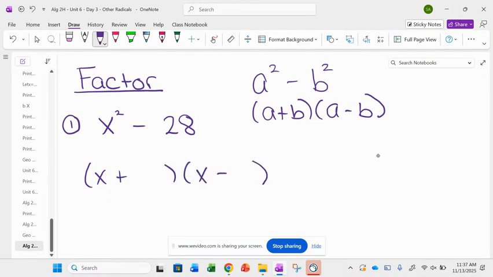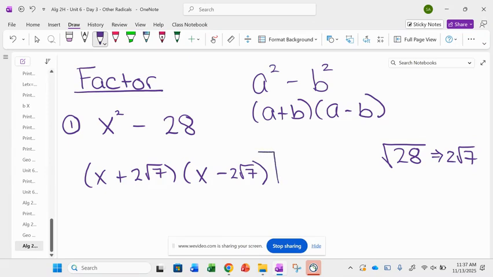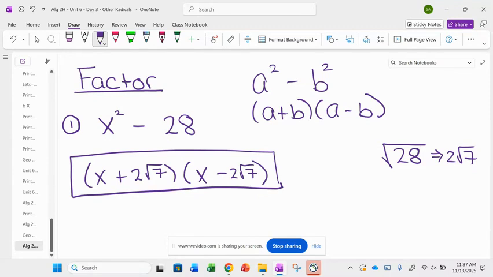And what am I going to do? I'm going to take that square root of 28 and I'm going to simplify that. What's the square root of 28 in your heads? 2 root 7, perfect. So this becomes a 2 root 7. So we are x plus 2 root 7 and x minus 2 root 7. Okay, next one.